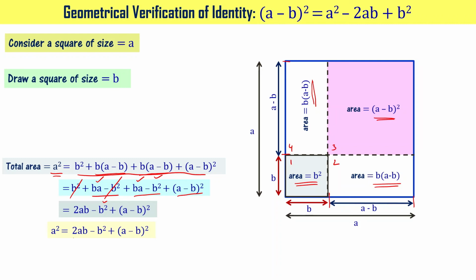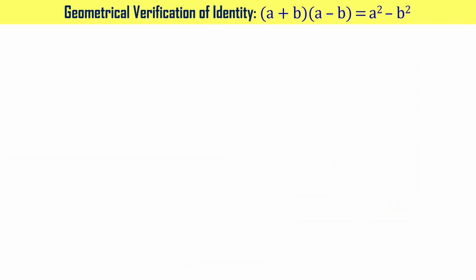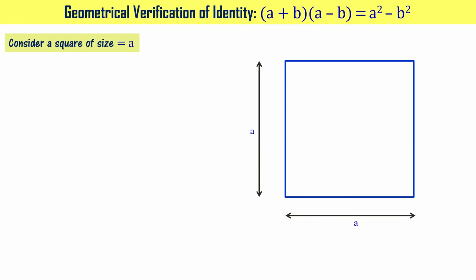If I take these two onto the other side, meaning if I transpose them, then what I'll be getting is a square minus 2ab plus b square equal to a minus b whole square. This is the identity, right? Now let's learn to verify another identity, that is a plus b times a minus b equal to a square minus b square. To do that, let's consider a square of size a as shown here.